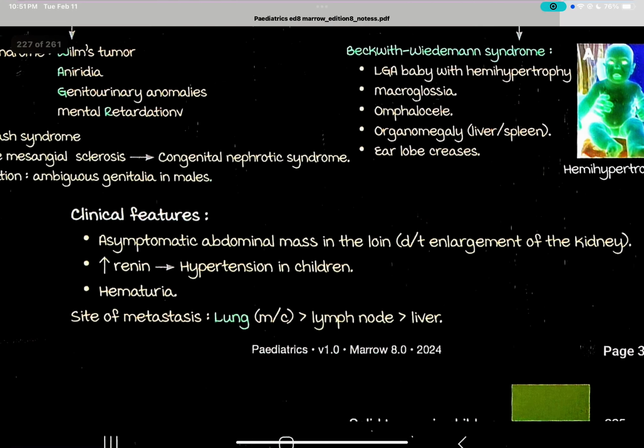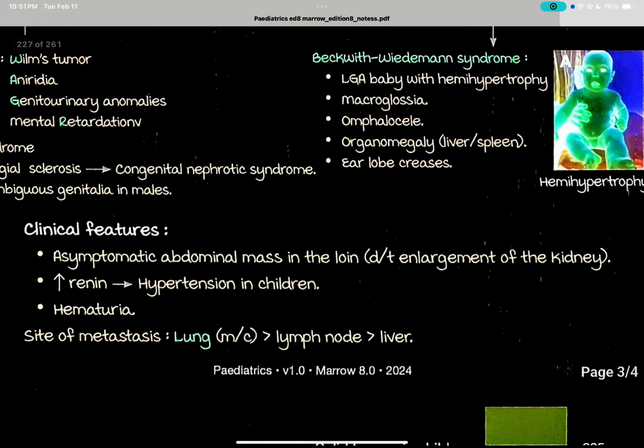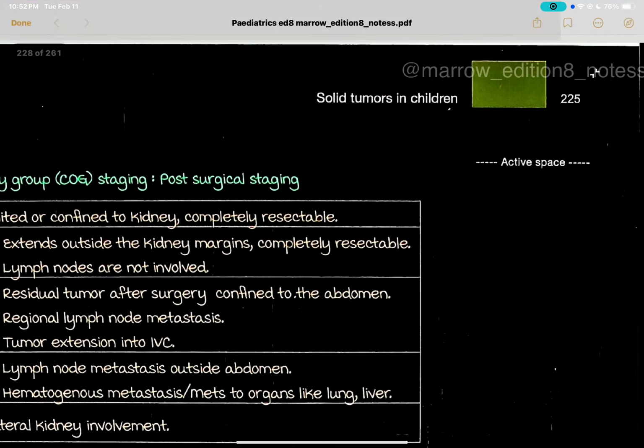Clinical features: asymptomatic abdominal mass in the loin due to enlargement of the kidney. Increased renin, so there is hypertension in the children. There is hematuria. Most common site of metastasis is lung, then comes lymph node, and then comes liver.